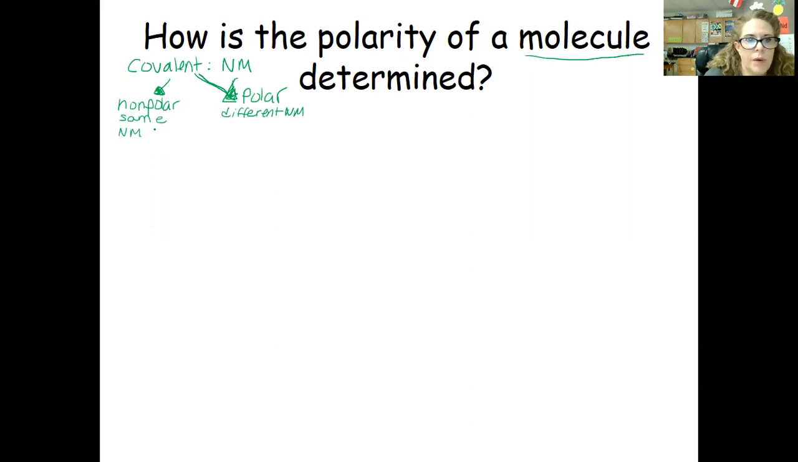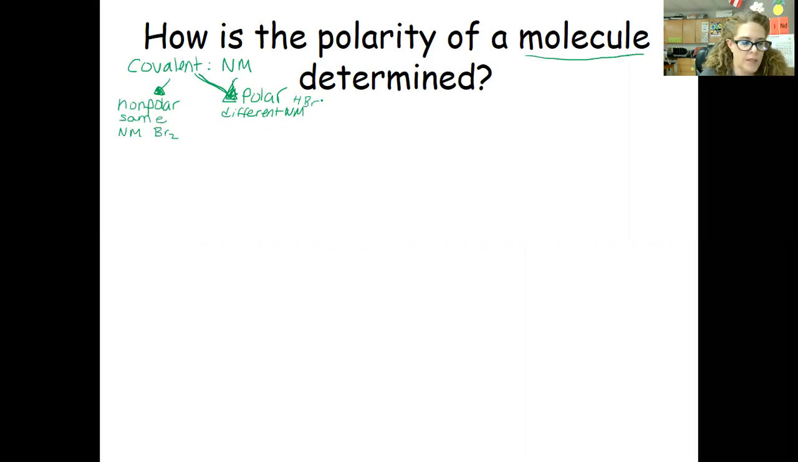Like the example of Br2. Two bromines together are two of the same. That's a nonpolar covalent bond. And now we have polar. That would be like hydrogen with bromine, two different nonmetals. So the bond between them is polar.